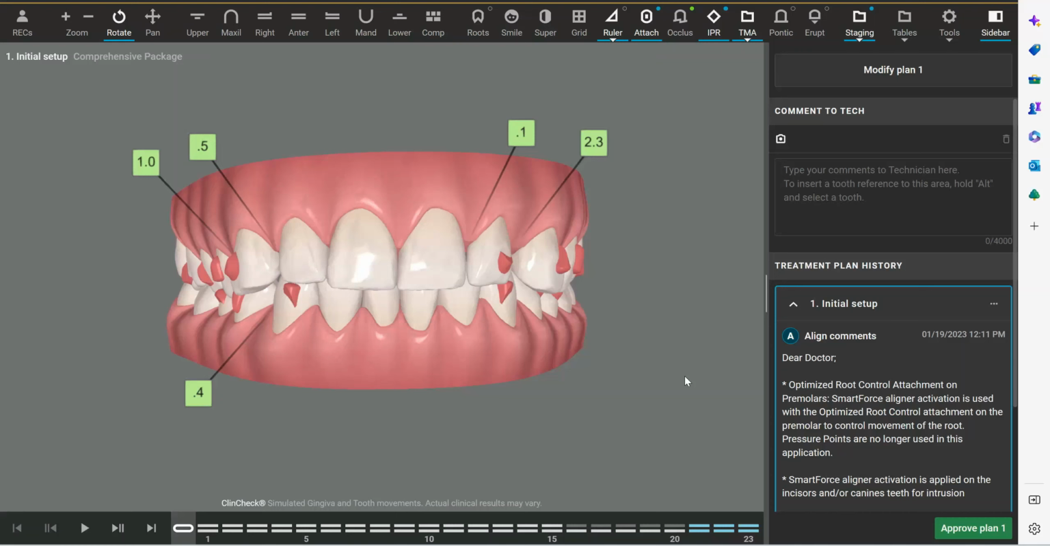Hello, I'm Dr. Brad Holmberg from InvisalignDoctors.com, and I'm going to give you a tip on how to remove unwanted anterior or posterior shifting of posterior teeth in a treatment plan.